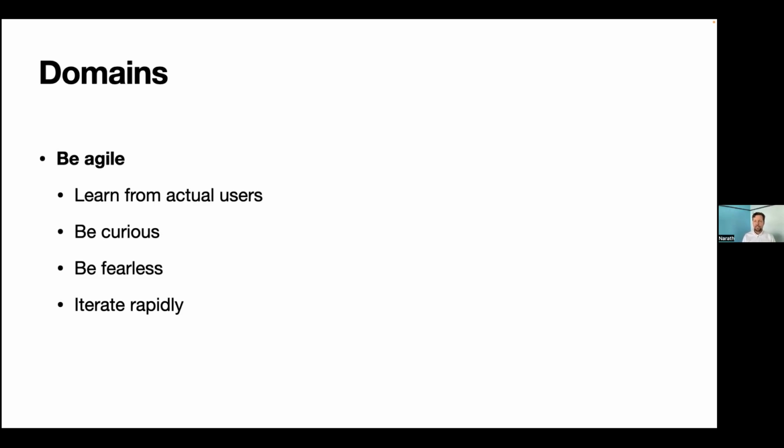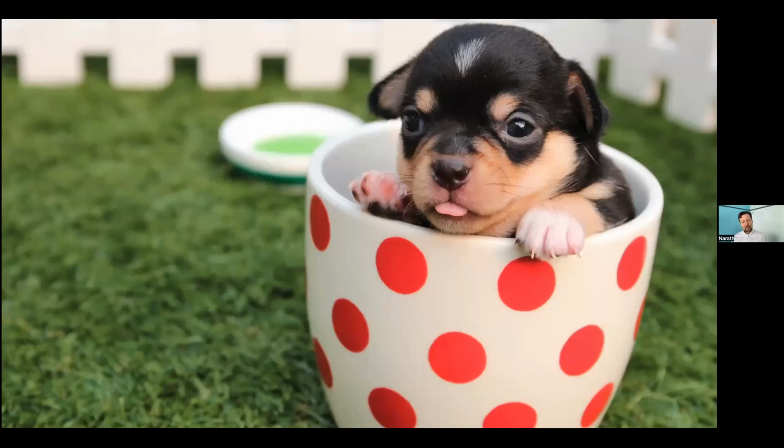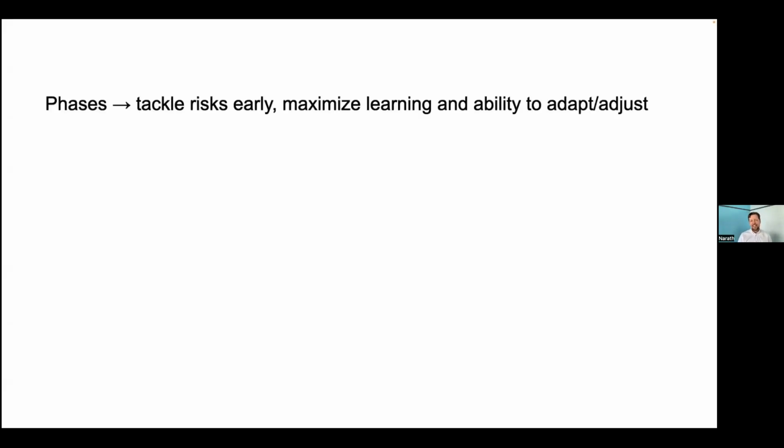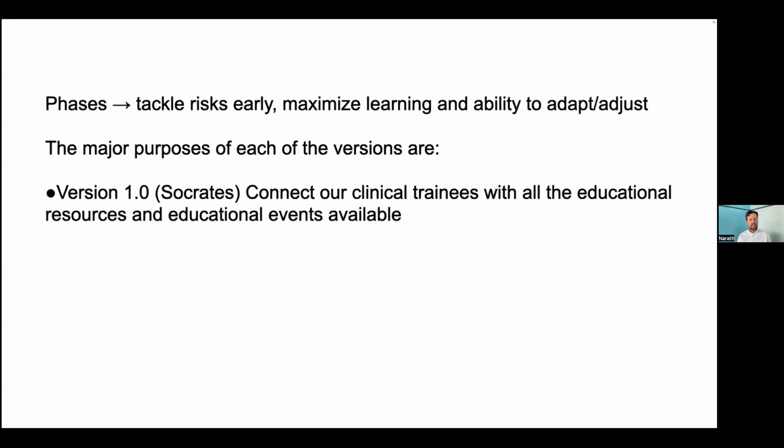And then we wanted to be able to iterate rapidly. And so we developed the smallest useful product we could, and we tried to iterate rapidly on that. It wasn't quite as cute as this puppy, but it was a lot of fun to do. We had a vision for this of like, what could we do? And to do this minimum viable product, we wanted to just tackle the risks early. We wanted to maximize our learning and then adapt and adjust. And we'd gone through these initial phases and had just a sense of what the major purposes are. And then we wanted to build this infrastructure that let us deliver something quickly and then learn.